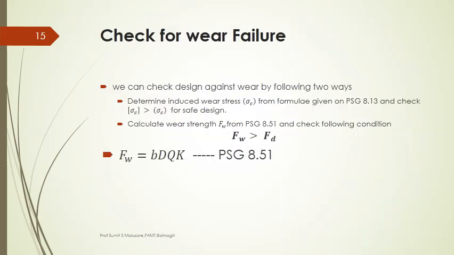Then check for wear. Checking for wear can be of two types. First, determine the value of sigma c induced using the formula from the wear side, and check whether sigma c induced is lesser than sigma c design or not. If the sigma c induced value comes greater than the value of sigma c design, then increase the face width up to 12 times module, or increase the value of module.